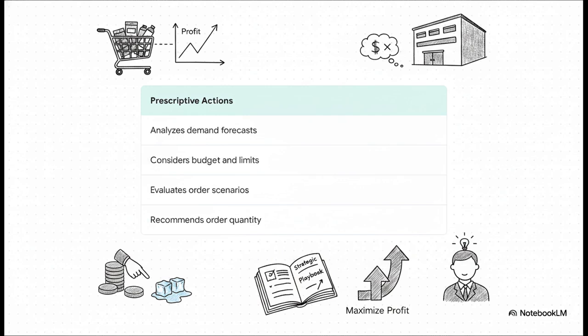In our retail example, Prescriptive Analytics will actually calculate the mathematically optimal order quantity for each specific product on the shelf. It looks at the holding costs of keeping inventory sitting in a warehouse, it weighs that against the stockout costs of losing a potential sale, and it recommends the exact number of units to order to minimize costs and maximize overall profit. It essentially hands management a perfect strategic playbook.